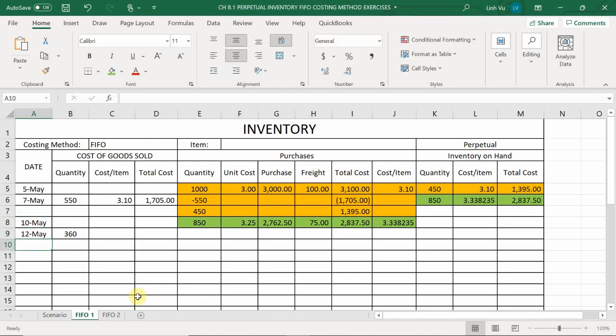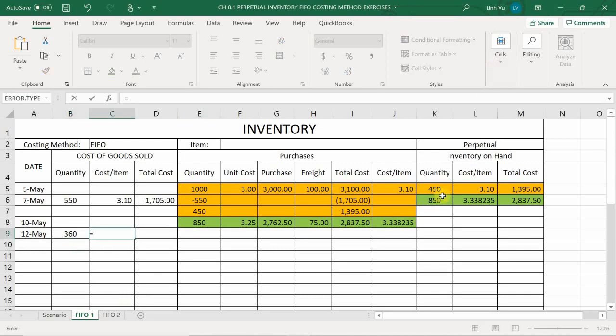Okay. So here we sold 360 units. Now let's take a look. Which batch of inventory are we going to take out from first? The orange one, okay? So what's my cost per item for the orange one? $3.10, right? So let's go ahead and do my calculation here.